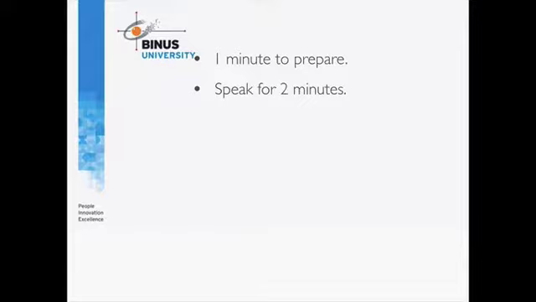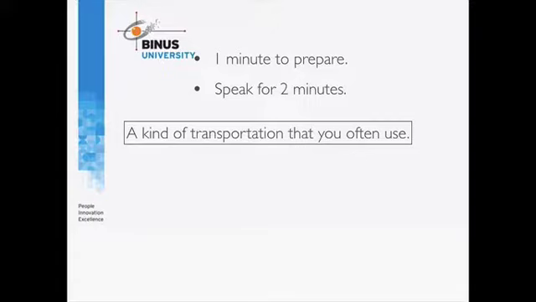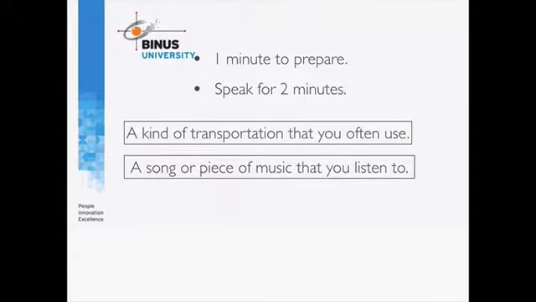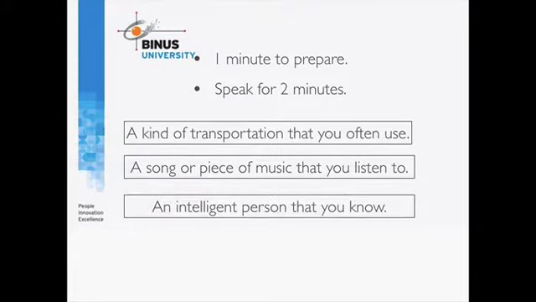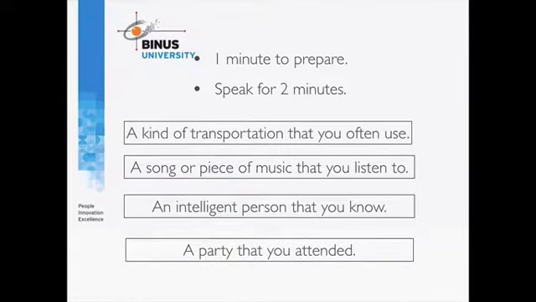So let's just look at some example topics that you might expect. A kind of transportation that you often use, a song or a piece of music that you listen to, an intelligent person that you know, and one more, a party that you attended. So you can see that these topics are not that complicated, there's nothing tricky about them, and usually we can say that the topic relates to some kind of experience in your life.